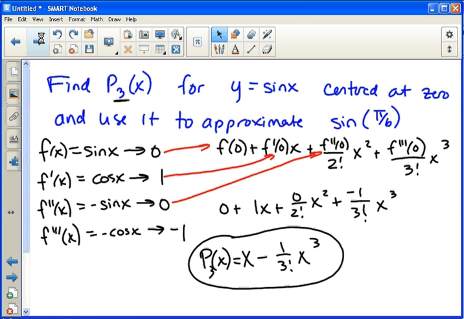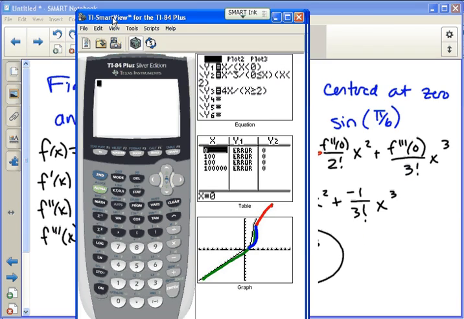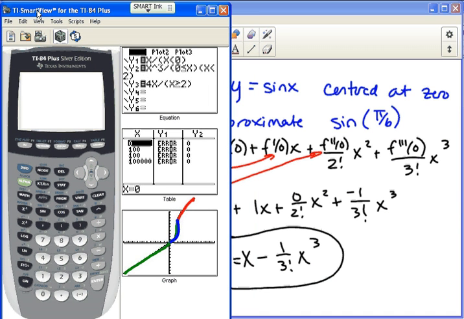So then the second part is to approximate sine of pi over 6. So I'm going to plug pi over 6 into that equation I just found. So I do pi over 6 minus 1 over 3 factorial. Now you could also just call that 1 over 6 because 3 factorial is 6 times pi over 6 cubed. And we get 0.499. So that's an approximation for sine of pi over 6 because that's what our Taylor polynomial is. It's a way to approximate the sine function.